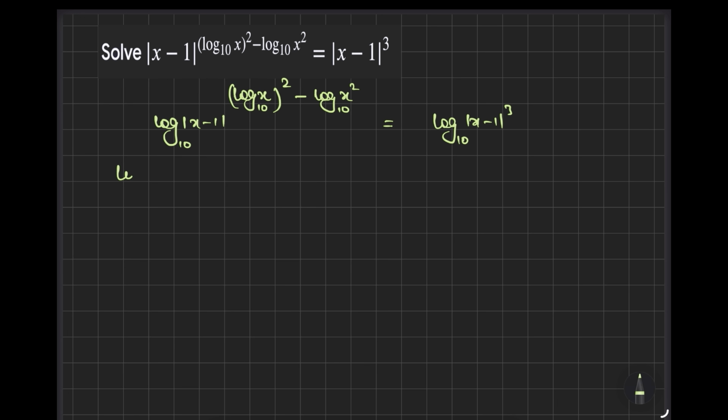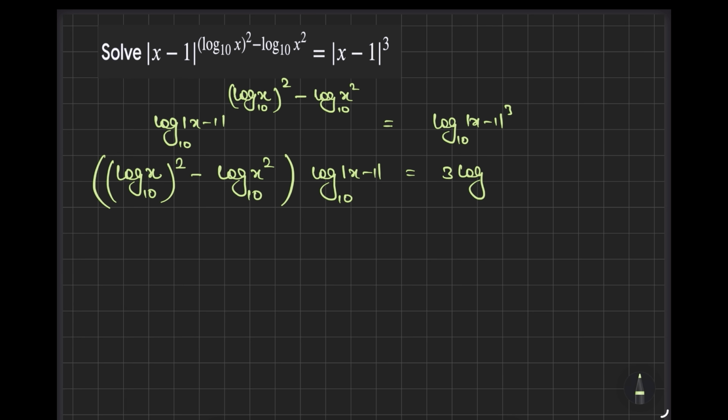So, can I write this as (log x base 10) whole square minus log x square base 10, times log |x minus 1| base 10, and this thing will become 3 times log |x minus 1| base 10, because here the power of the argument I am taking as a coefficient. Here also I am applying the same property. Is that okay?